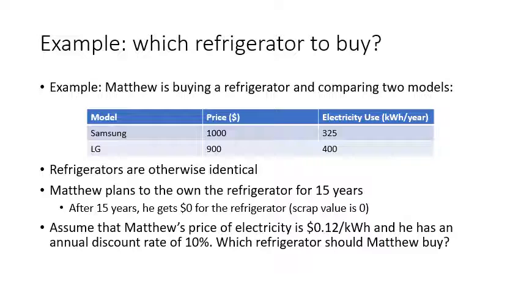Matthew plans to own the refrigerator for 15 years. We need to know how long Matthew's going to use this in order to discount the future utility that Matthew is going to receive from this refrigerator. So after 15 years, we're going to assume he gets $0 for the refrigerator. In other words, you can't sell it for anything. So the scrap value is 0. Assume that Matthew's price of electricity is 12 cents per kilowatt hour and he has an annual discount rate of 10%. Which refrigerator should Matthew buy?